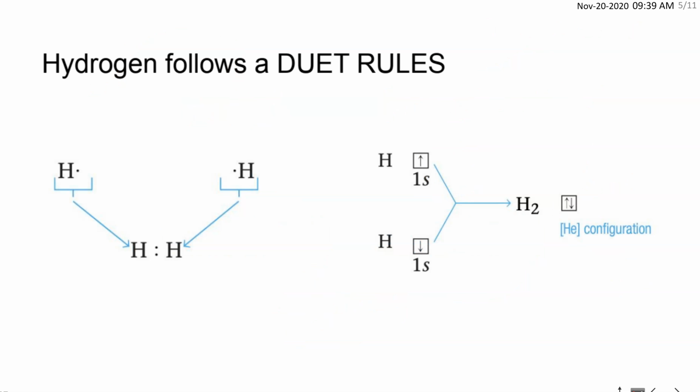Now, there are 2 rules that say whether or not an atom is going to gain or lose electrons, and how many. Hydrogen follows the duet rule. Duet, of course, stands for 2. What that means is hydrogen wants 2 valence electrons.